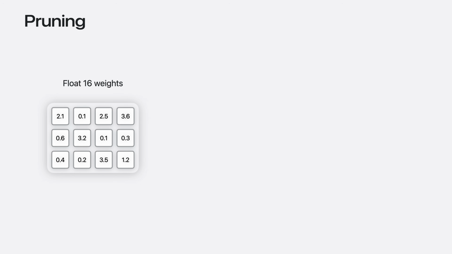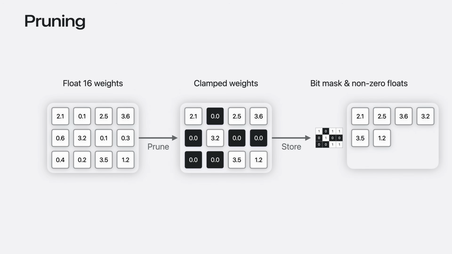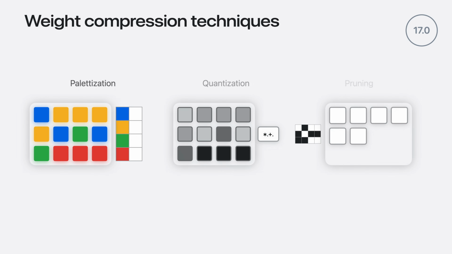The third technique is pruning. Pruning helps you efficiently pack your model weights with sparse representation. Starting with a weight matrix, I set the smallest values to 0. Now I only need to store the bit mask and the non-zero values. The existing techniques have been working well on lots of models.